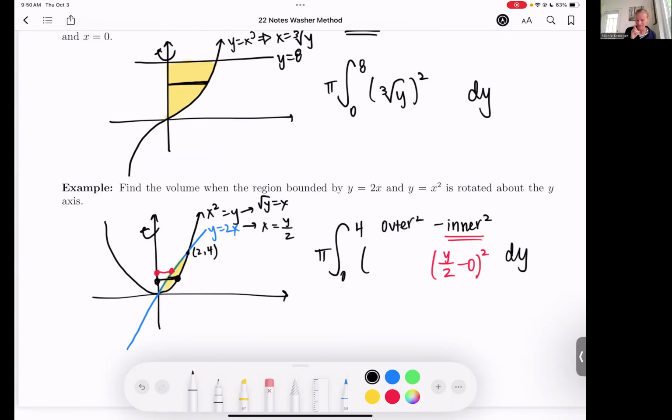So the length of that line segment, we're doing right minus left every time we look at length, or top minus bottom. So right minus left here. The right function is the black one, square root of y. The left function is the y-axis. So we get something like this.